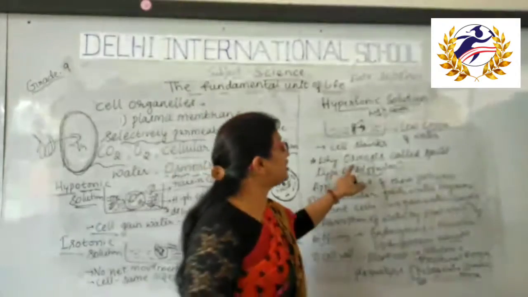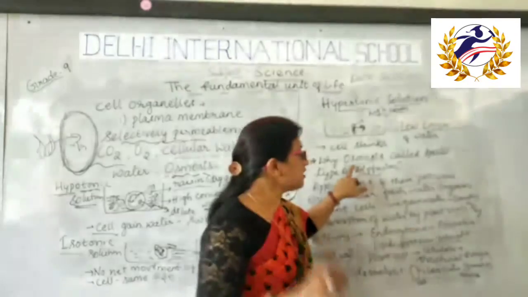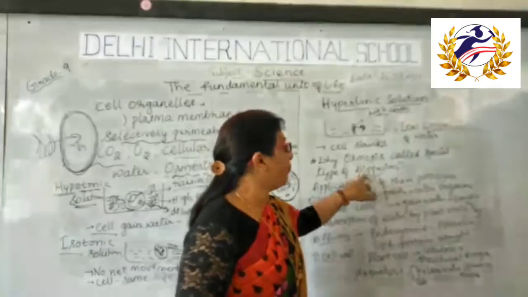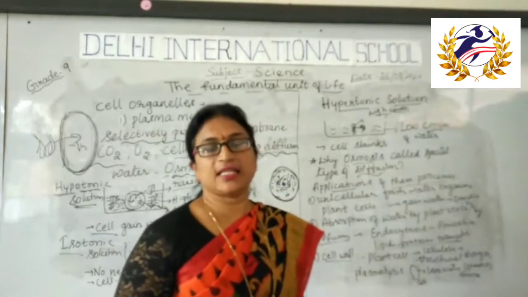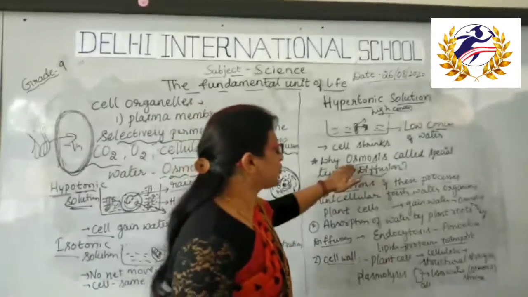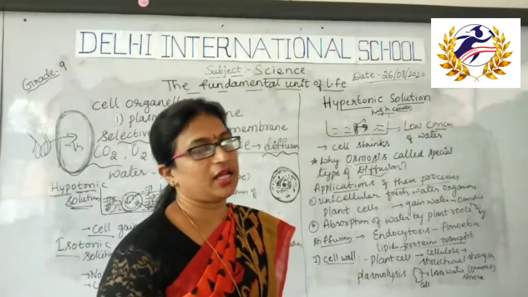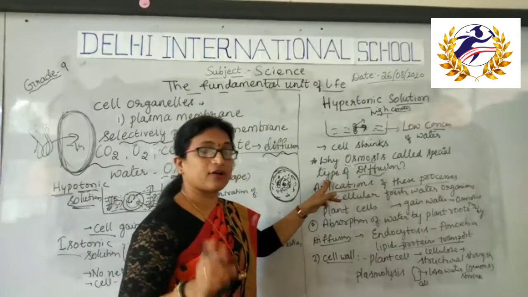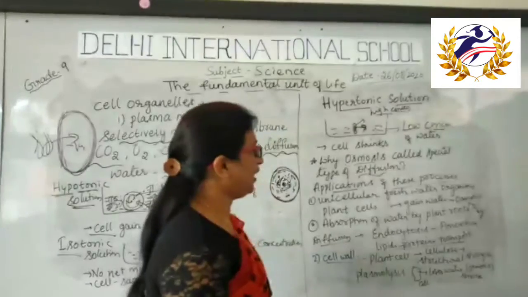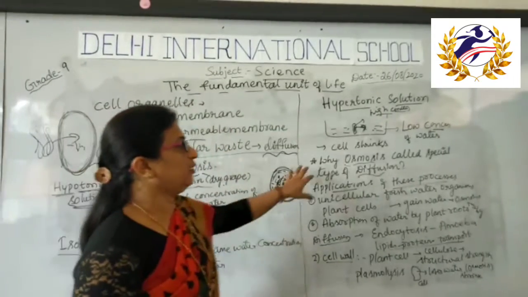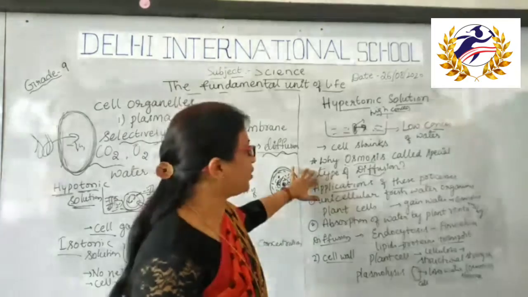But osmosis takes place across the semi-permeable membrane, which is not required in diffusion. That's why osmosis is nothing but a diffusion, but a special kind of diffusion which will transport the molecules across a selectively permeable membrane. Okay, so this is the answer for this question.